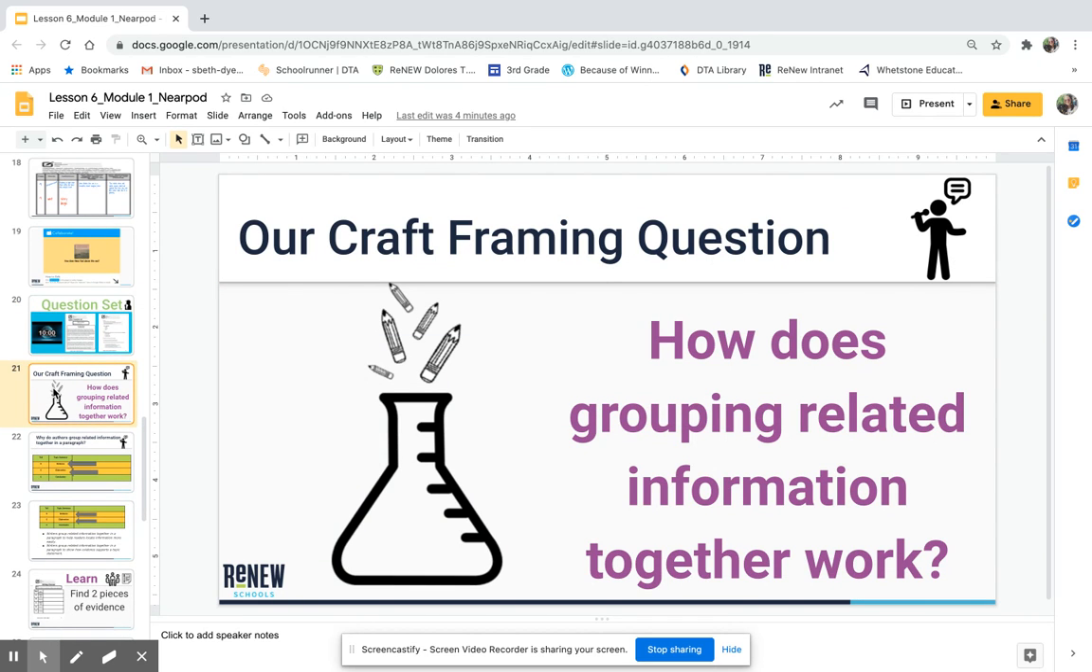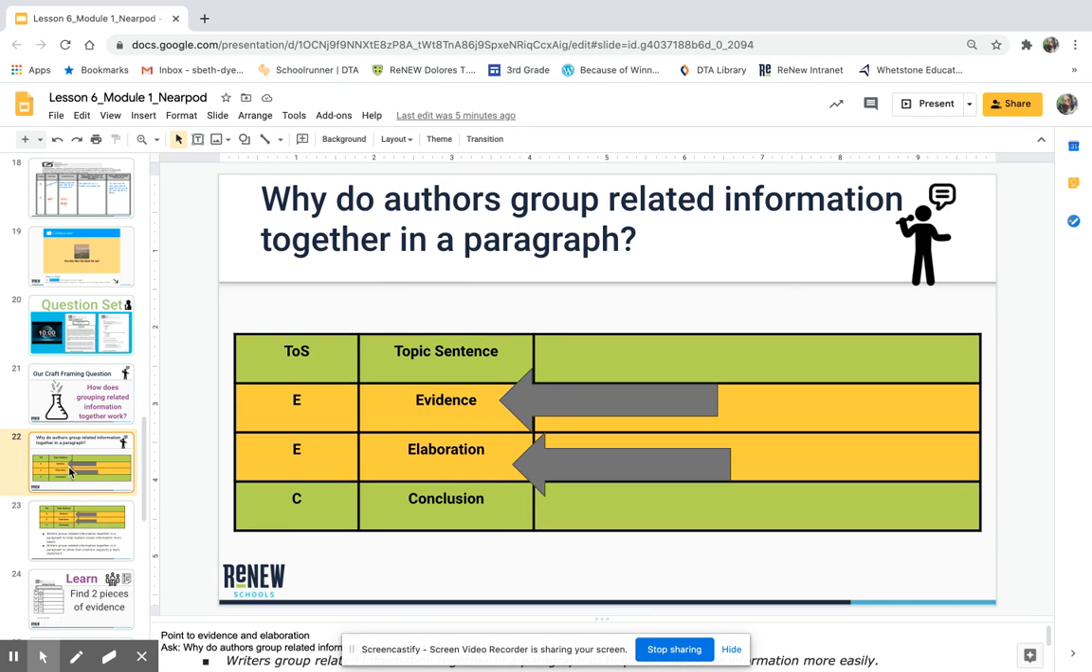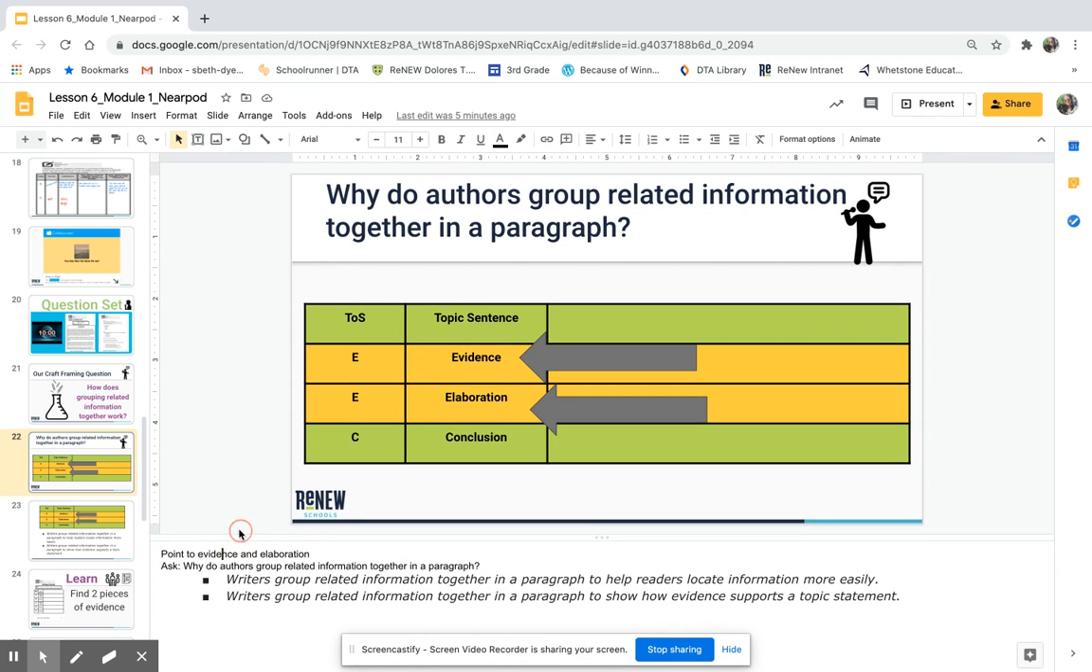Our craft framing question: how does grouping related information together work? Why do authors group related information together in a paragraph? Writers group related information together in a paragraph to help readers locate information more easily and to show how evidence supports a topic statement.